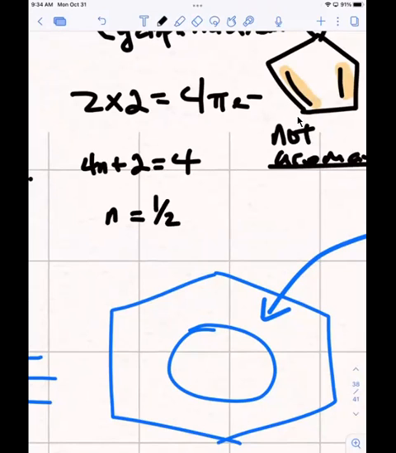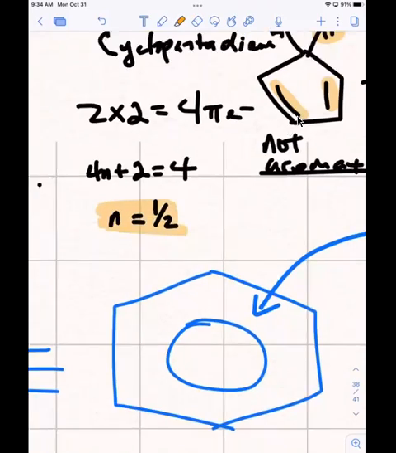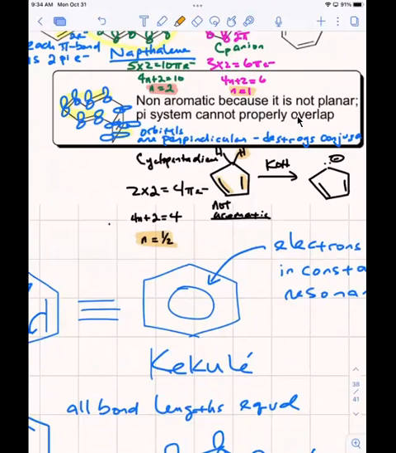N would be 1/2, wouldn't it? So what does that mean for the 4n plus 2 rule? Does that meet it? No. So it doesn't meet the 4n plus 2 rule.